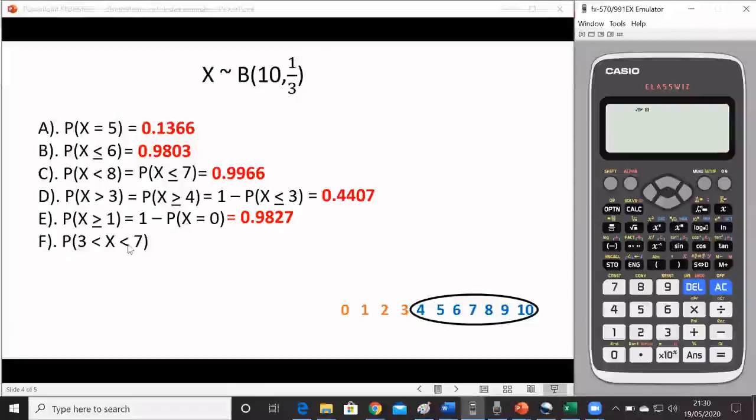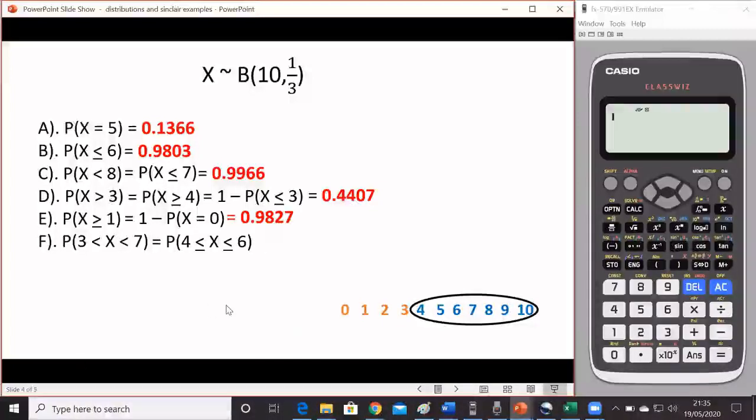Okay, it's between 3 and 7, but 3 is not included, and neither is 7. So if 3 is the lower number, the first one that would be included is 4. If 7 is the higher number, the highest number that would be included is 6. But then what do we do? So if we've established our probabilities between 4 and 6, I can't really deal with this range between 4 and 6 on the calculator. There's no function for that.